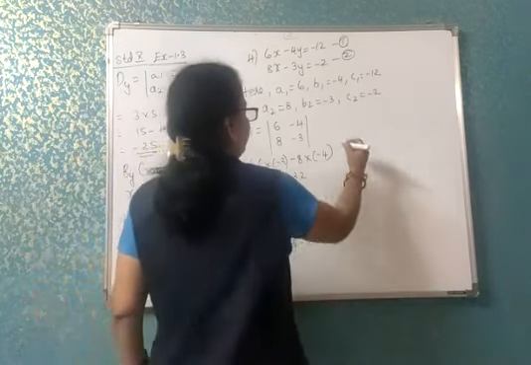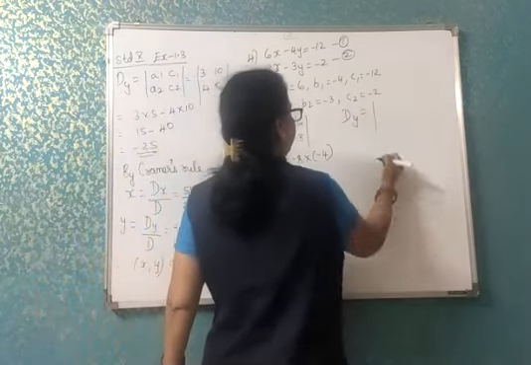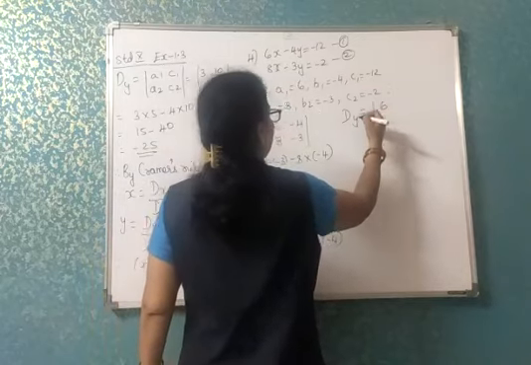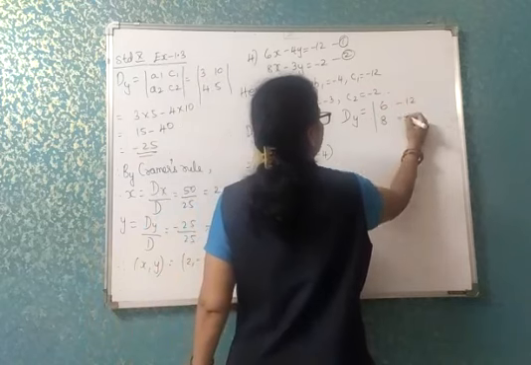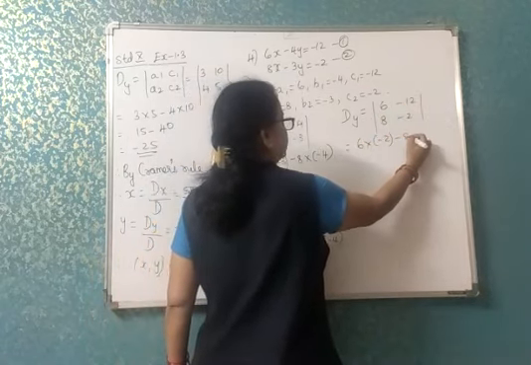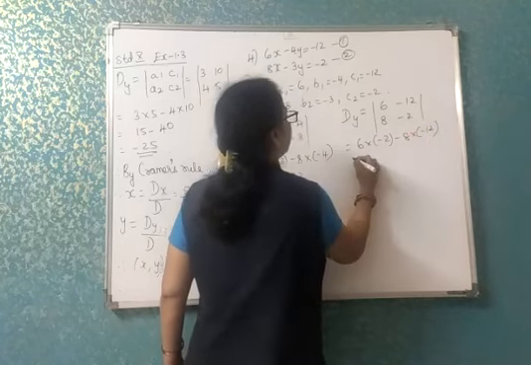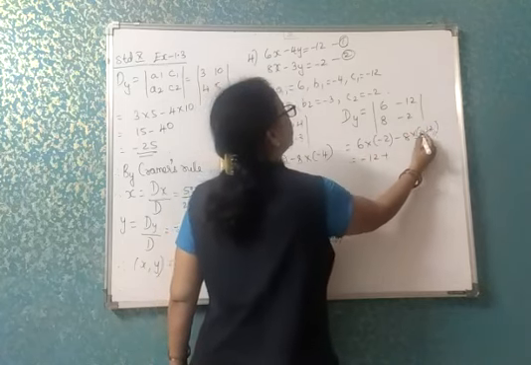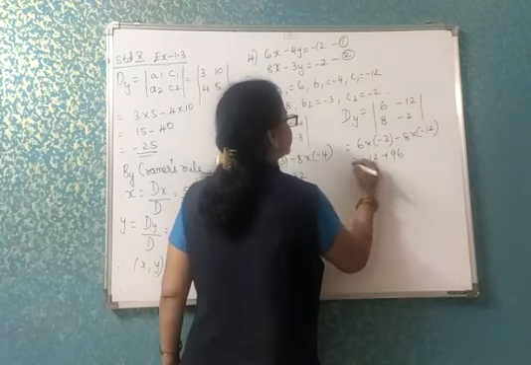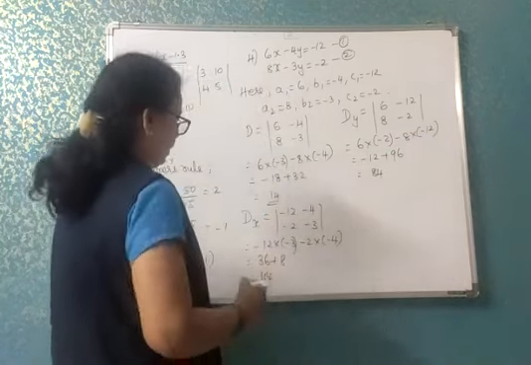Now dy is equal to A1, A2, C1, C2, that is 6, 8, and C1, C2 is minus 12, minus 2, which is equal to 6 into minus 2 minus 8 into minus 12, which is equal to minus 12 plus 8 12s are 96, which is equal to 84.